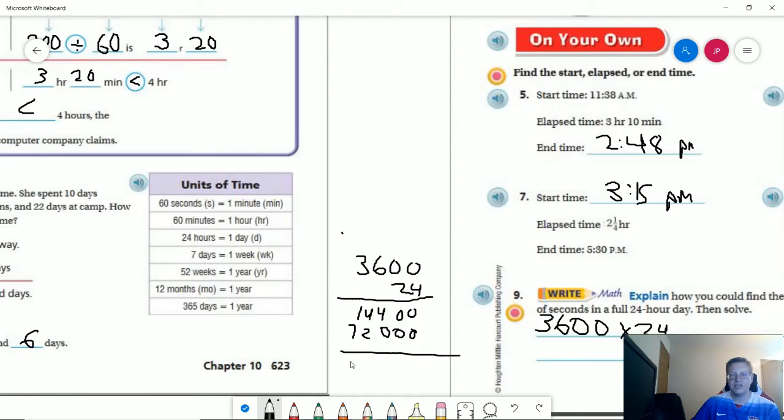And so it looks like we would have 86,400 seconds in a day if I did that correctly. Yep, that looks right. Okay, so that would give us 86,400.